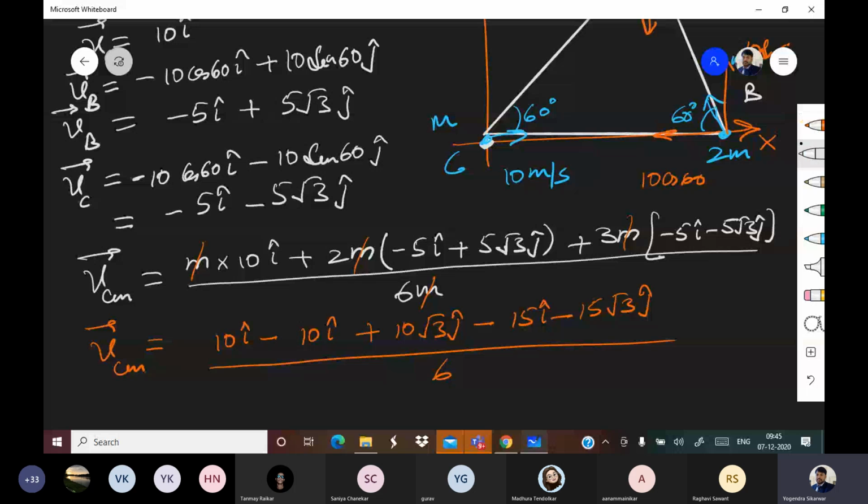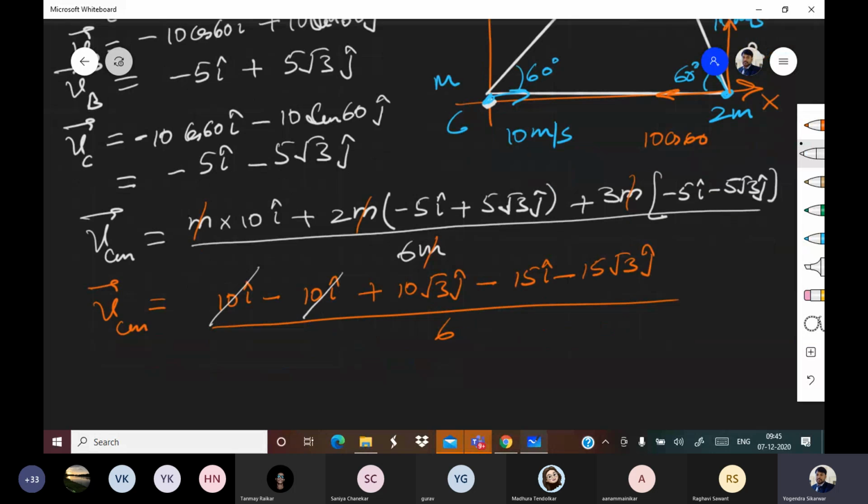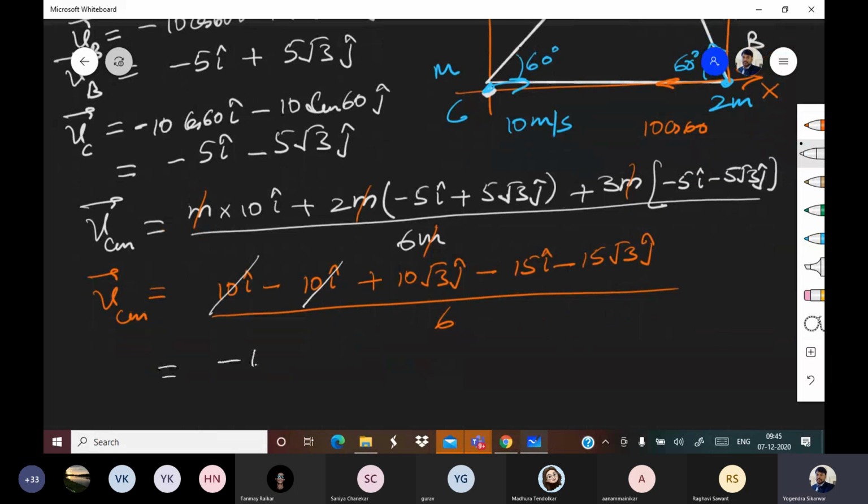So when we do this, this 10 I cap got cancelled. So minus 15 I cap, minus 15 I cap minus 5 root 3 j cap upon 6. You can leave your answer like this.